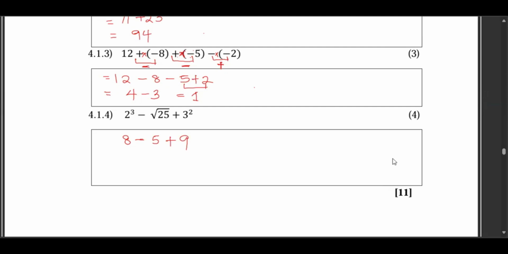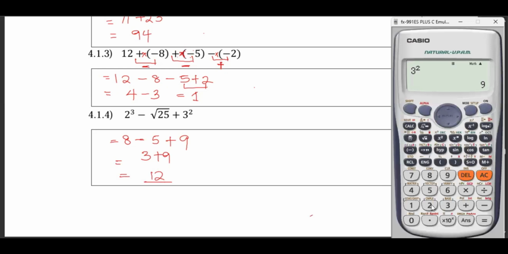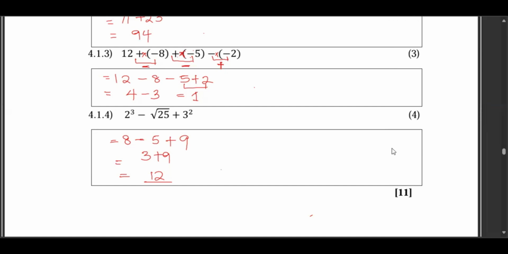Consider the minus and the plus, it's nothing much, but still. 8 minus 5, you get 3, plus 9. So the answer here became what? 12. To confirm your answer, put everything in the calculator. 2 to the power 3 minus square root of 25 plus 3 squared. Answer becomes 12. Indeed. So this is what I wanted. Simplify. Don't give the answers only.